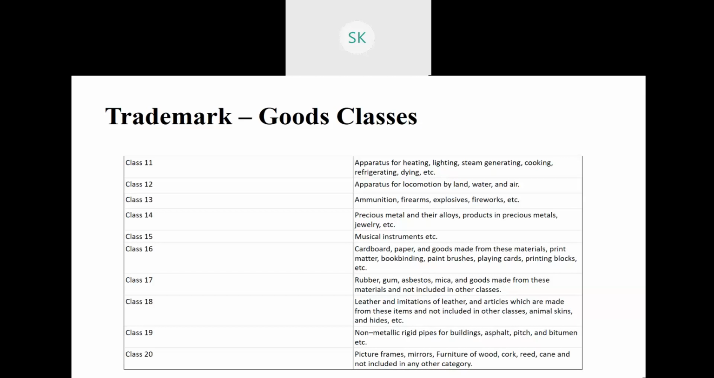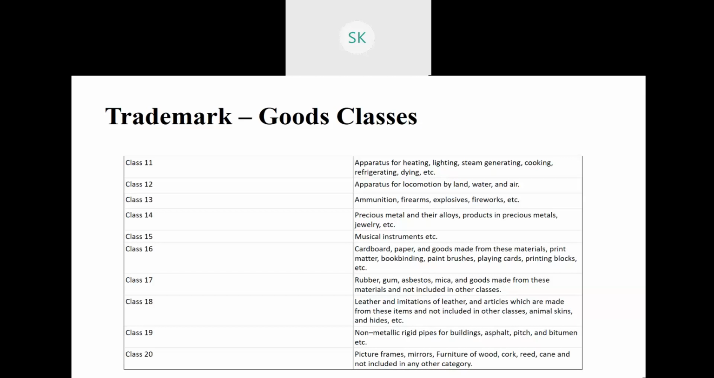Then coming to class 15, musical instruments, which may be tabla, guitar, anything comes under class 15. Going towards class 16, we have products like cardboard, paper goods. Generally, class 16 belongs to the stationery materials which are used by a student or for learning purposes. Maybe paint brushes, playing cards, printing blocks. These are types of stationery or general things used by a student.